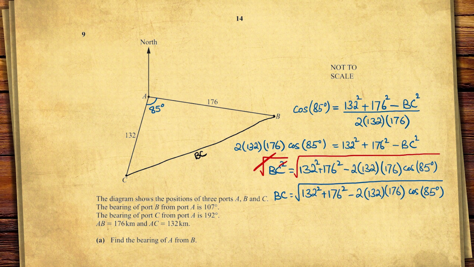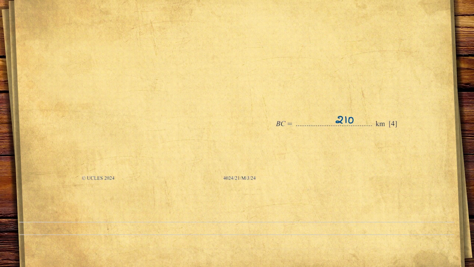And using a calculator to evaluate it will give us BC is equal to 210.5953 kilometers, and we can round it off to 1 decimal place, 210.6 kilometers, and we can write it in the answer space.